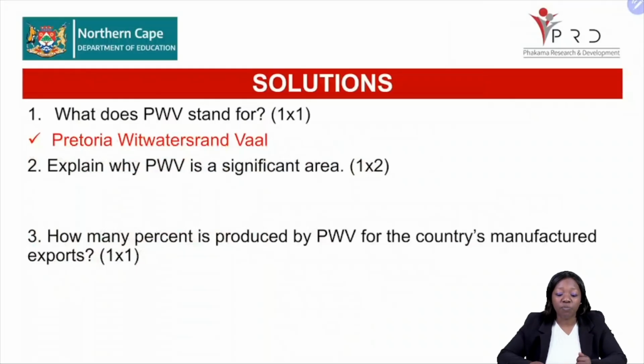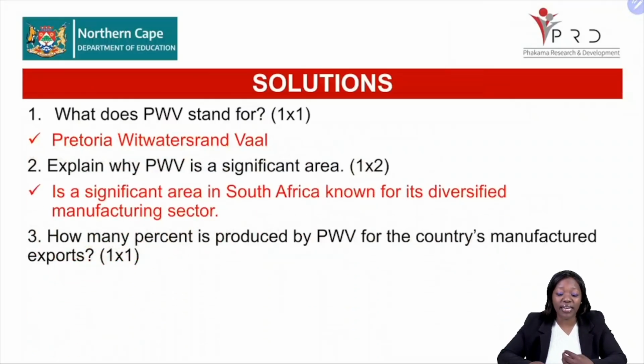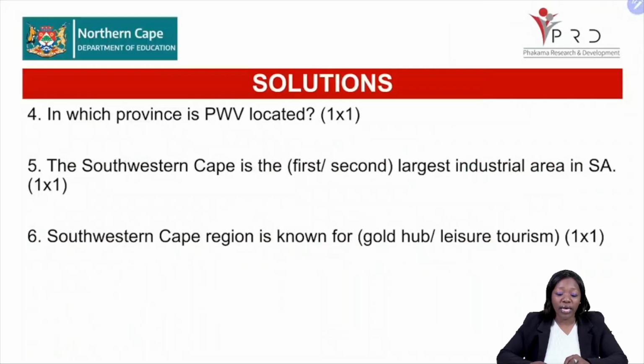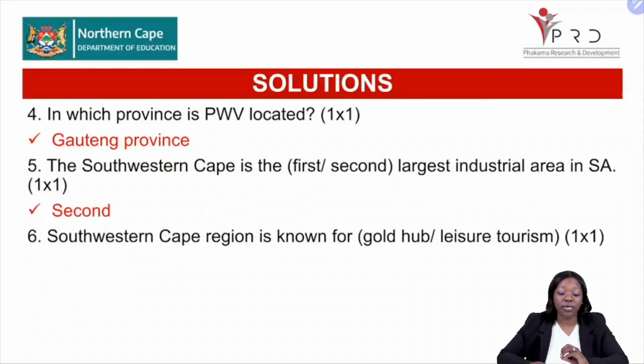Then secondly, explain why PWV is a significant area. It is a significant area because it is known for its diversified manufacturing sector. Then number 3, what percent is produced by PWV for the country's manufactured exports? It's 50%. Then we're looking at in which province is PWV located. It is located in Gauteng. Then your Southwestern Cape, it is known as the second largest, just like your Durban Pinetown, because it has a harbour. So they are all the second largest.